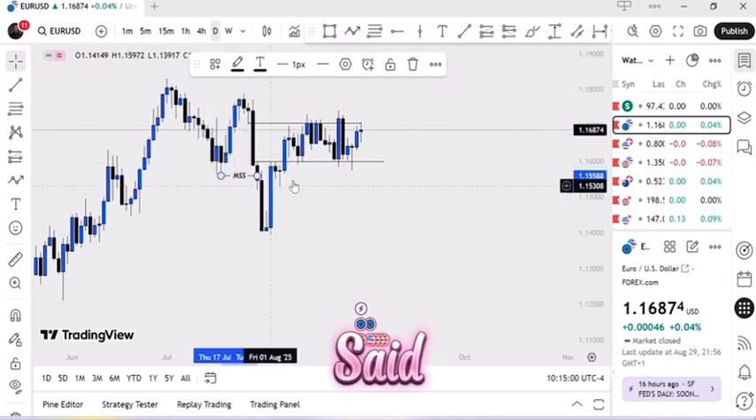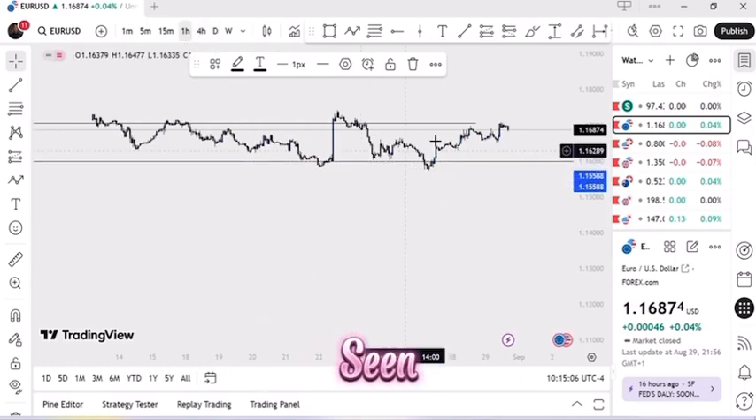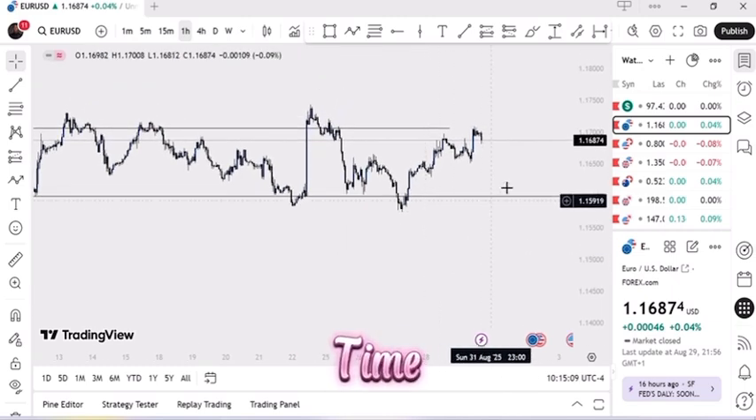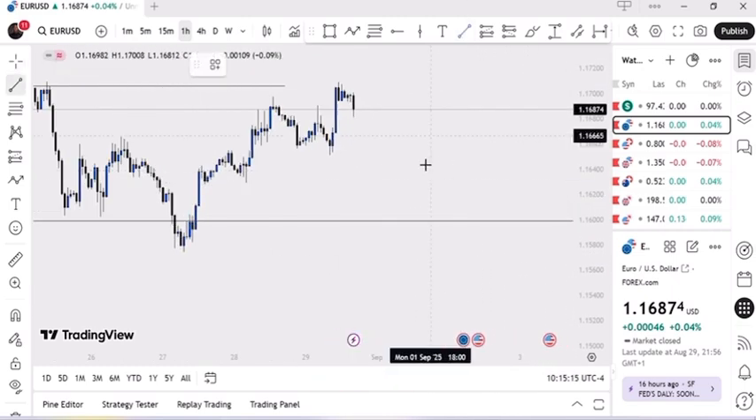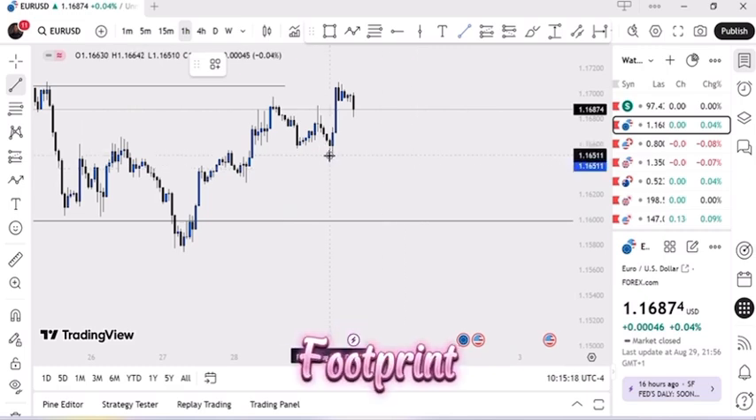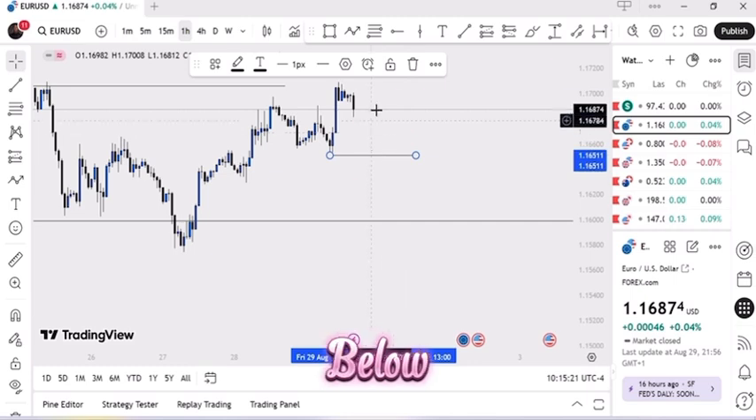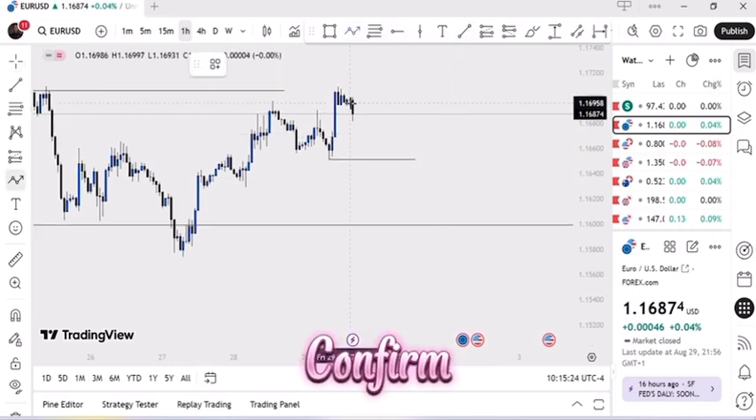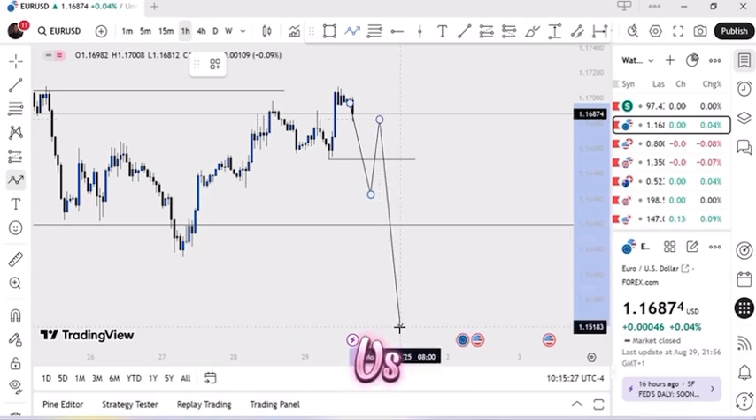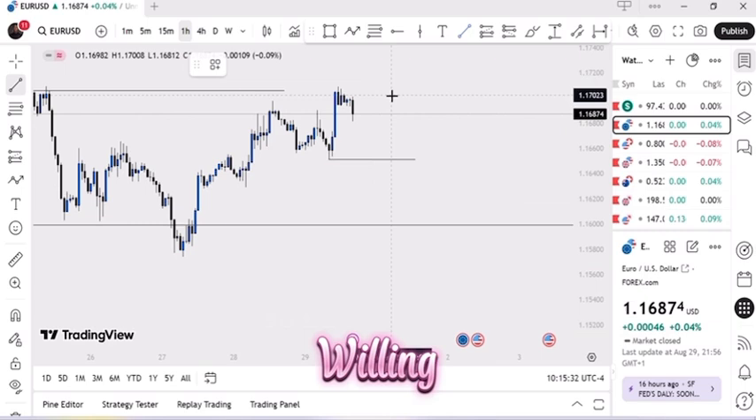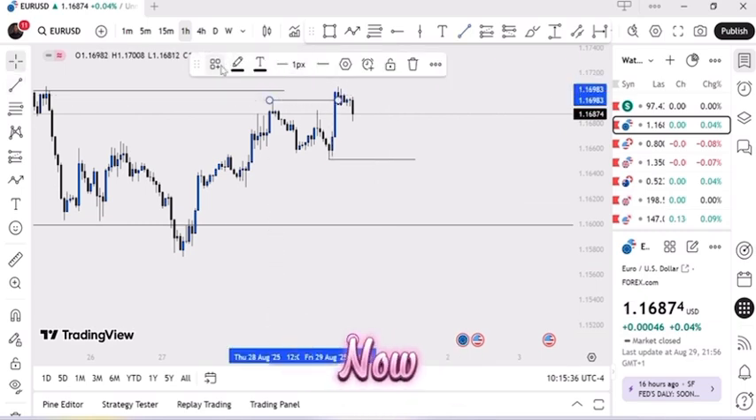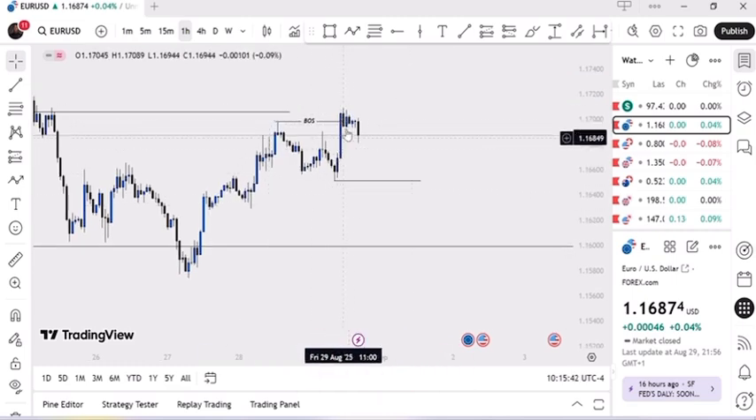Just like I said on DXY, this is a shift in structure. Having seen this gap, I want to come down to the 1 hour time frame. You can see that we have almost the same footprints as on DXY. I want to see price close below this low for me to confirm that this bearish movement is confirmed on USD. If I see price trade below this low by next week, then I'll be willing to sell from here downward. This is what I'm expecting, but for now you can see this is a break of structure on the 1 hour time frame.